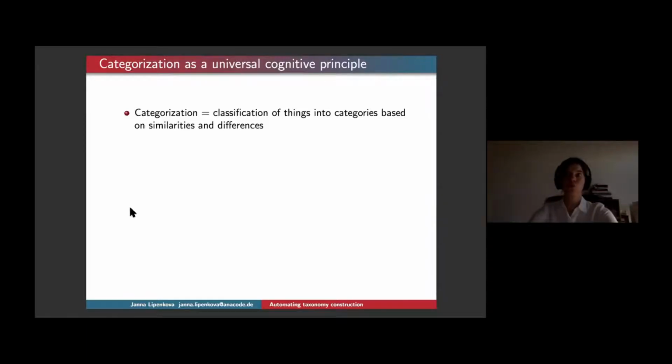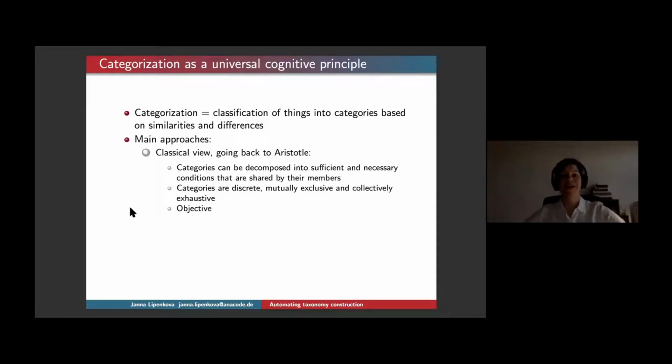There have been two main approaches proposed historically. There is an approach by Aristotle, a very old but classical one, a very formal logical approach, according to which categories can be decomposed into sufficient and necessary conditions that are shared by their members. Categories are discrete, mutually exclusive and collectively exhaustive, and they are objective, which means that all of us, whether in the US, Switzerland or China, share the same categorization.